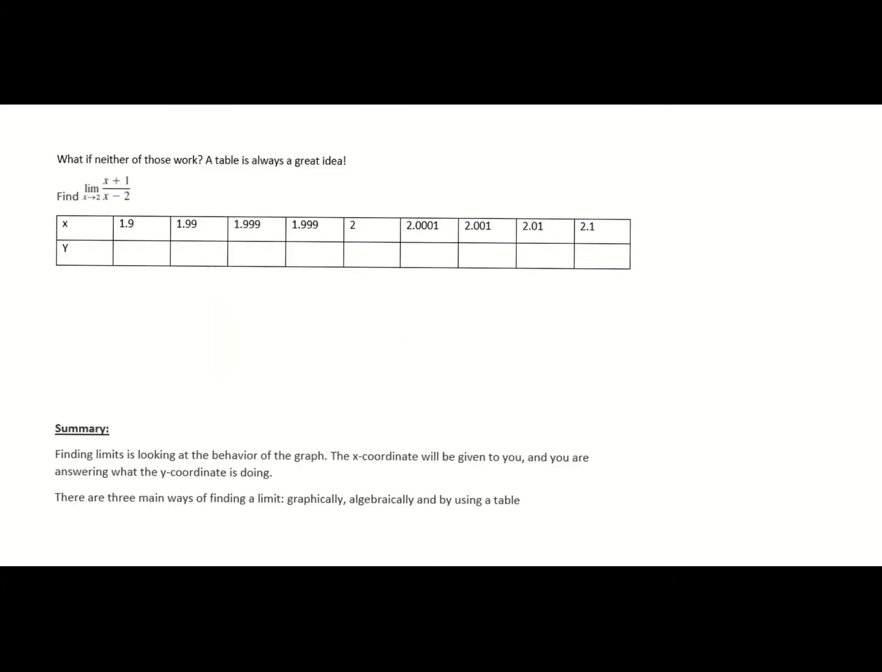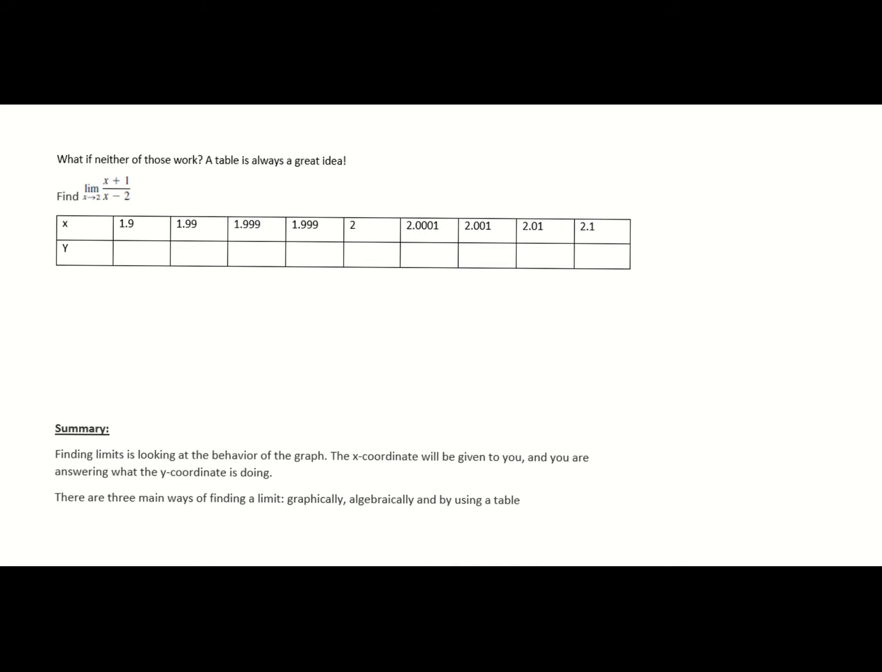The question now becomes, well, what if neither of those work? What if you can't factor? What if you can't multiply by the conjugate and you can't cancel the factors in the bottom? Another third grade way is to make a table.